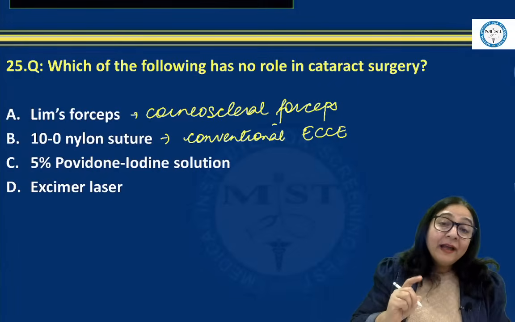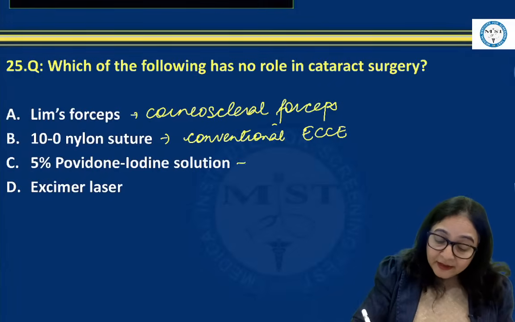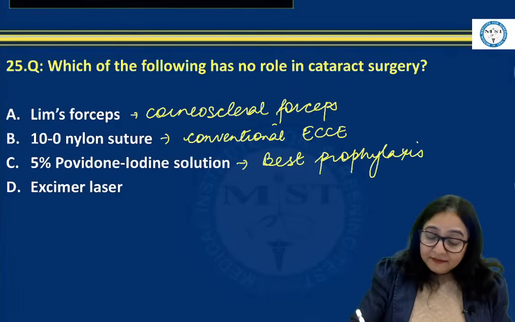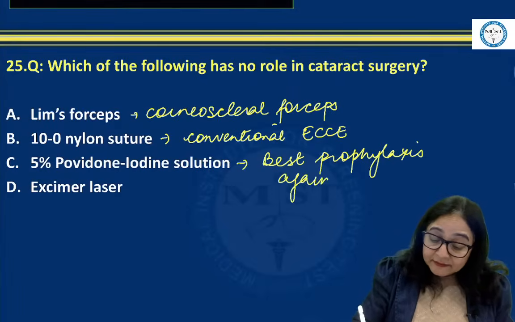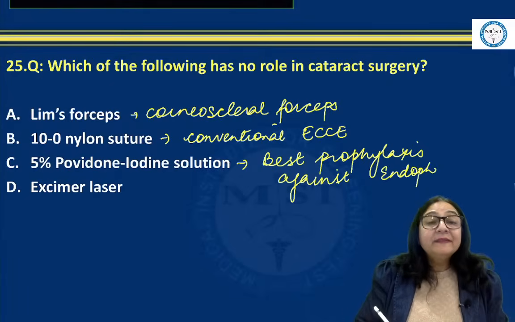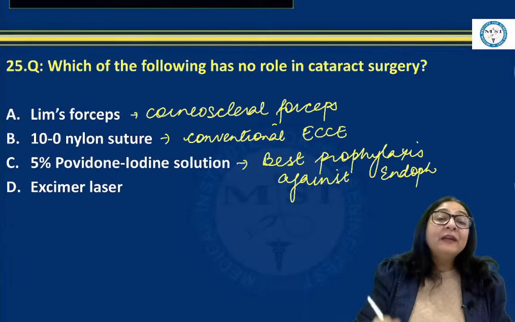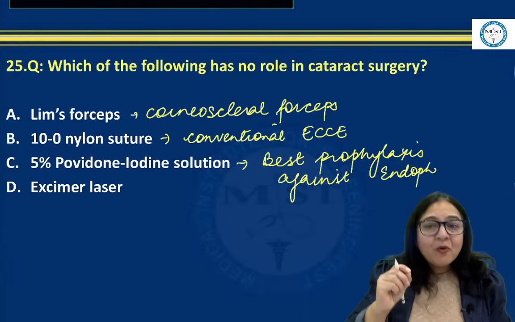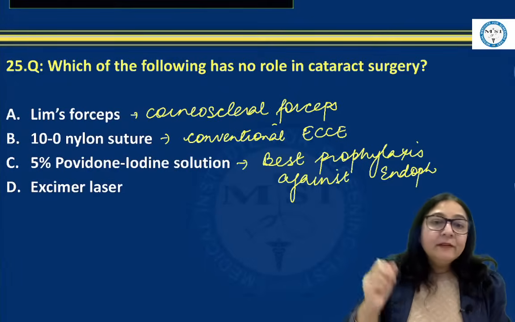5% povidone iodine solution is the best prophylaxis against endophthalmitis. Before you do the surgery, you prepare the eye by using 5% povidone iodine, which is also called betadine solution.